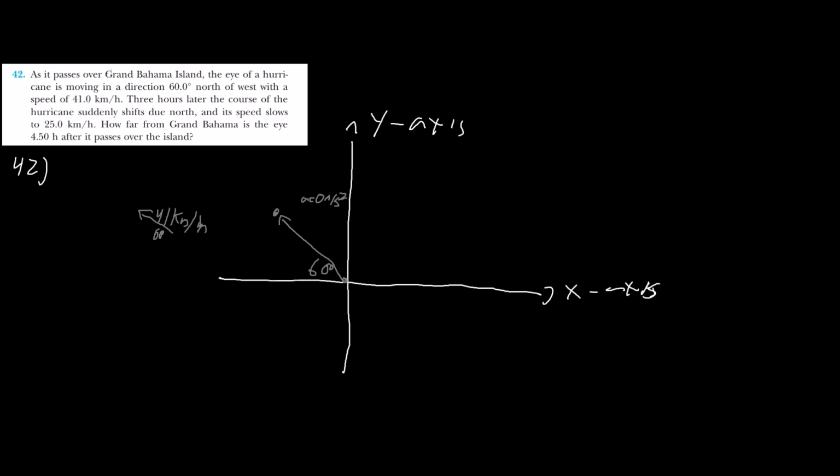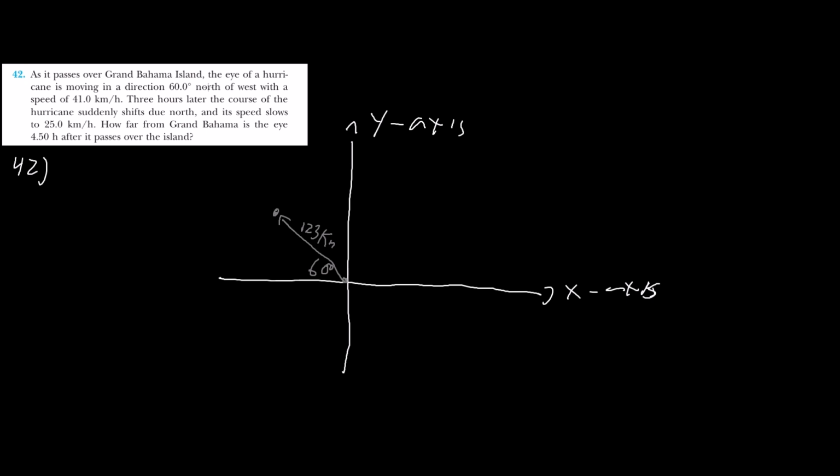And I say constant speed. So that means that what we're going to be doing is we're going to take 41 kilometers per hour and multiply it by 3 hours. So that's just 41 times 3. So that's another way of saying that this is going to be 123 in this position. So this magnitude is going to be 123 kilometers.